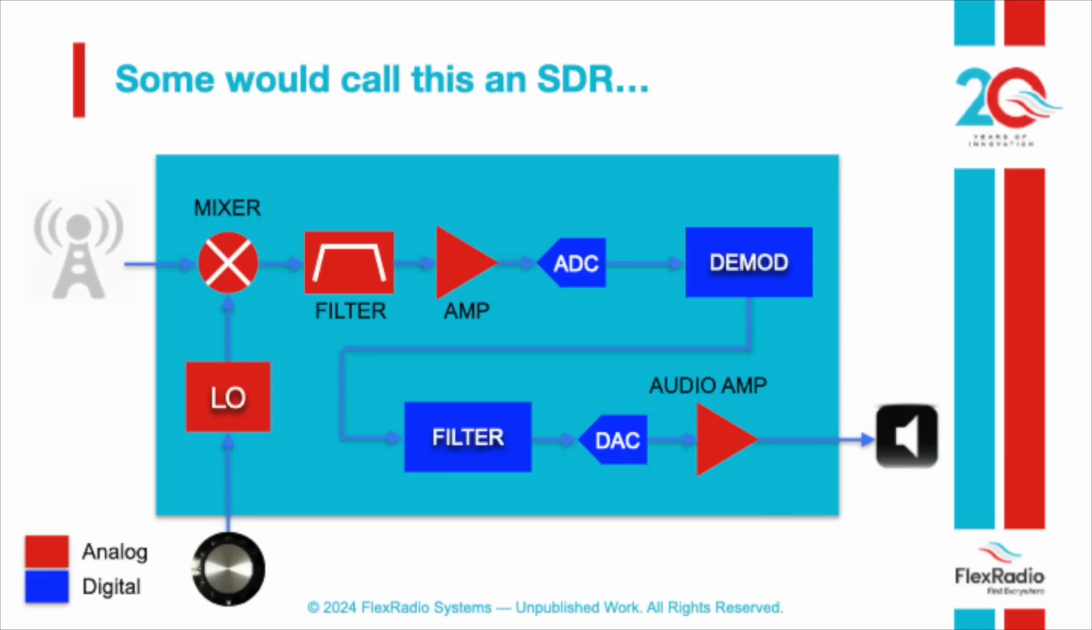So one of the things we can do is, after we have our filtering section, we can put an ADC there, an analog to digital converter, and do our demodulation and filtering, and then go back to the analog world with a digital to analog converter. So these blue boxes are pieces of digital electronics that we've added here. Some people would call this an SDR. I probably wouldn't, because most of the front end of the radio is all still analog electronics.